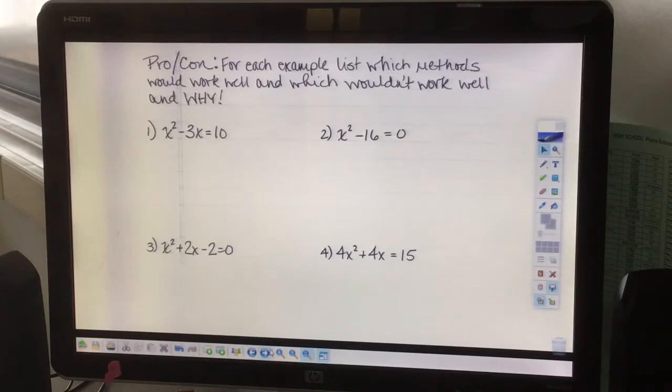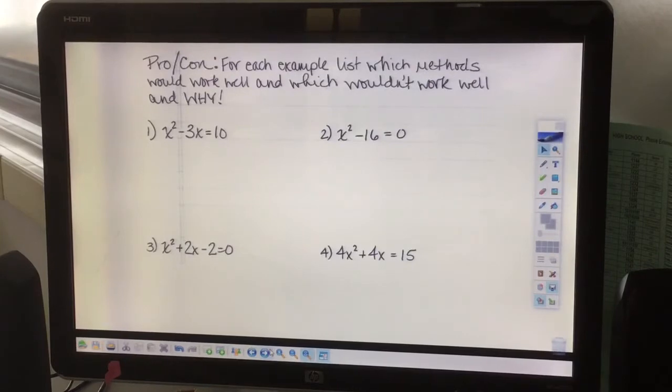So for example, in number 1, factoring may work well if we can find a combination that multiplies to -10 and adds to -3. Factoring is also nice here because there's nothing in front of the squared term and we don't have to do a longer process for factoring. In addition, number 1 wouldn't work well for completing the square because the middle term is odd, and if we have to take half the middle and square it, we're going to end up with fractions and decimals, and those get ugly as well.